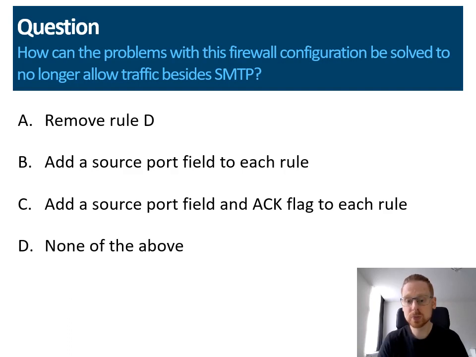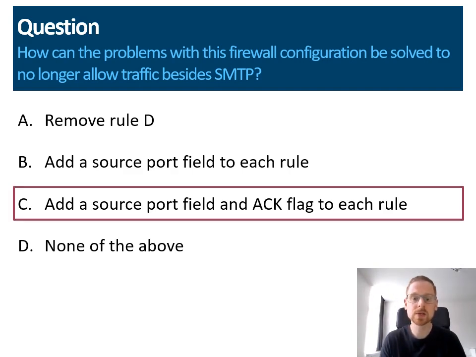C, we can add a source port field and on top of that add a flag whether or not the traffic is a TCP acknowledgement to each of the rules. And D, none of the three solutions actually provide a solution. So take your time to think about it and pause the video if you want. And let's take a look at what is the correct answer. The correct answer is option C.